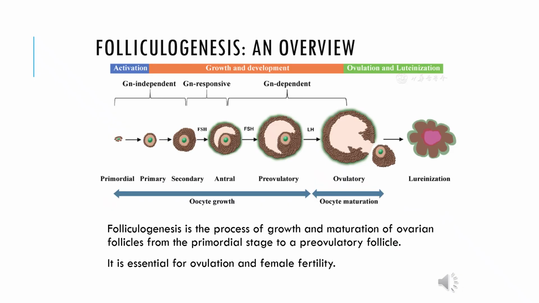Folliculogenesis is defined as the maturation of the ovarian follicle, beginning from the primordial follicle stage to the preovulatory Graafian follicle. This process ensures that a healthy, competent oocyte is released for fertilization. Importantly, only a few follicles reach maturity, while the majority undergo atresia.